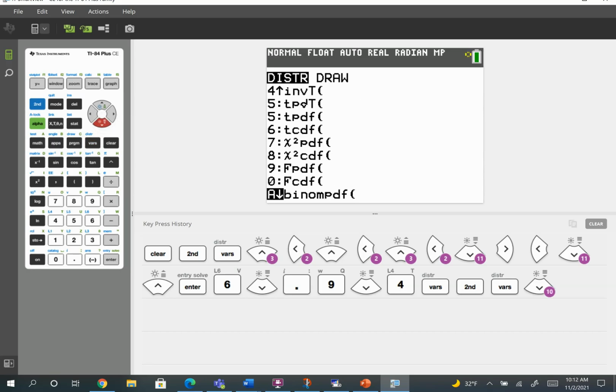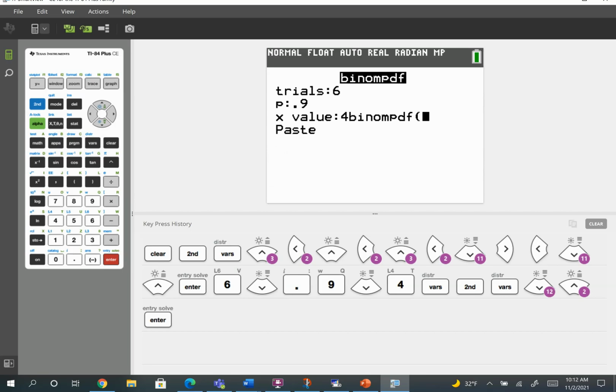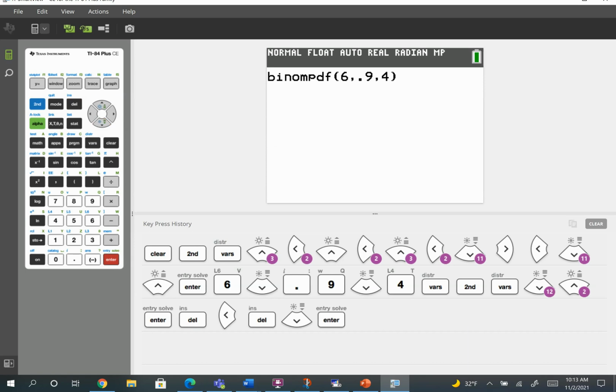All right. So 6 trials, probability of success is 0.9. I want 4 successes. That's the X value. If I hit enter, it's going to paste it. Now, if you have an older operating system that didn't bring up the menu we just had, if you had binom PDF just pop up on your screen, this is what you need to enter.